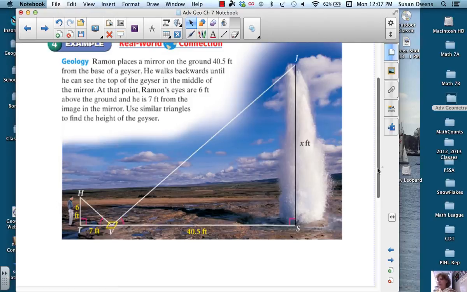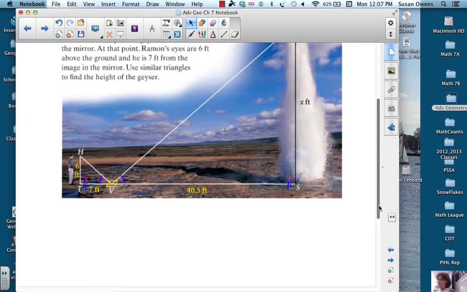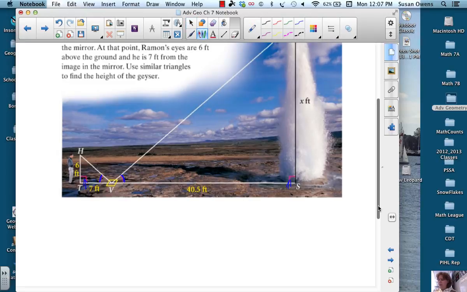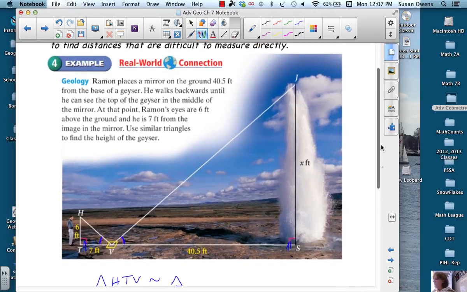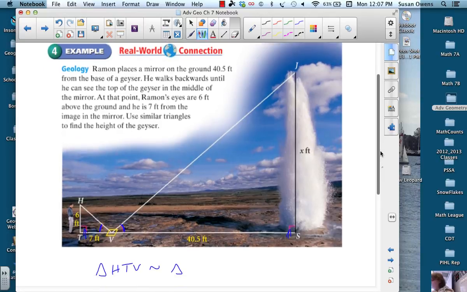So first we have to figure out how these are similar, and we've got two right angles, T and S, so they're going to be congruent. Also, the angle of reflection, as we know, is going to be congruent, so these two angles down here at the bottom are also going to be congruent. So angle-angle similarity tells me that triangle HTV is similar to triangle JSV.